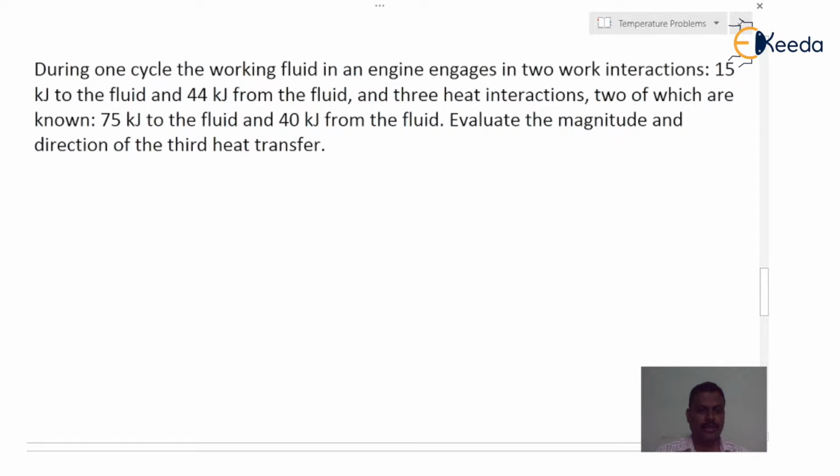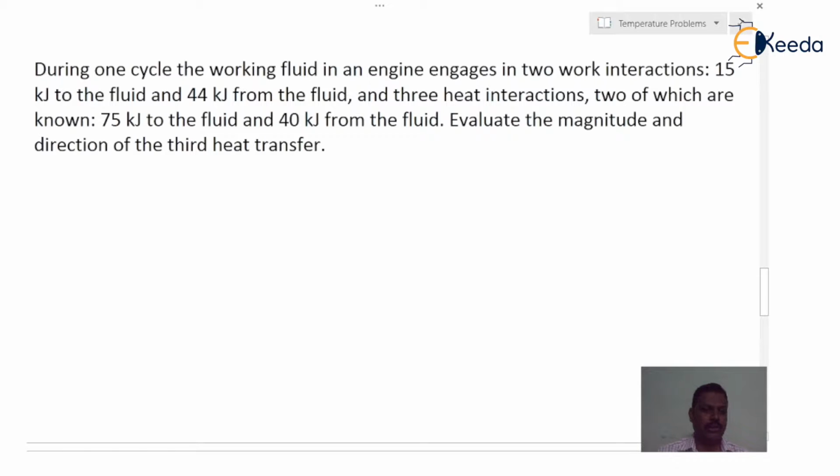During one cycle, the working fluid in the engine engages in two work interactions: 15 kilojoules to the fluid, that means work is done on the system, and 44 kilojoules from the fluid, that is work is done by the system. And three heat interactions, two of which are known: 75 kilojoules to the fluid, that is heat added to the system, and 40 kilojoules from the fluid, so heat is rejected by the fluid. Evaluate the magnitude and direction of the third heat transfer.